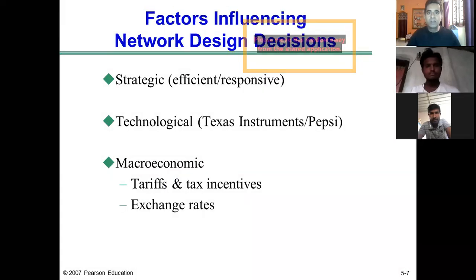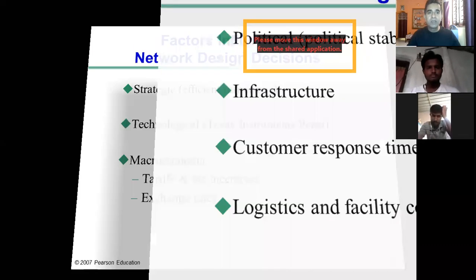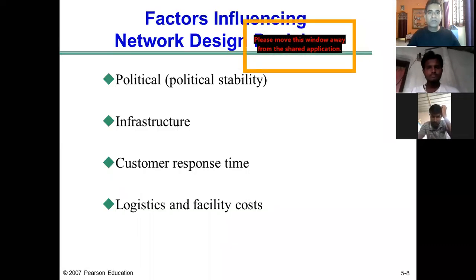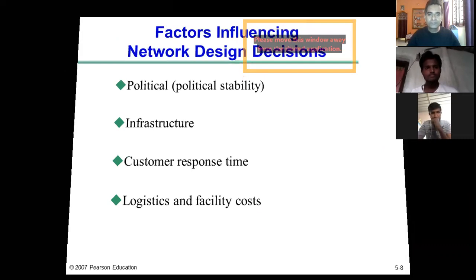And thereafter, we also discussed factors influencing network design decisions. And they included strategic factors, technological factors, macroeconomic factors, political factors, infrastructure, customer response time, and logistics and facility costs. So we learned how these factors have an influence on network design decisions. So we'll continue from here.